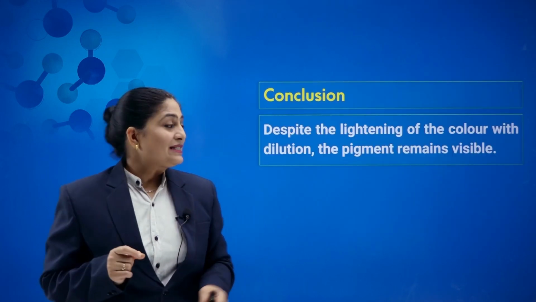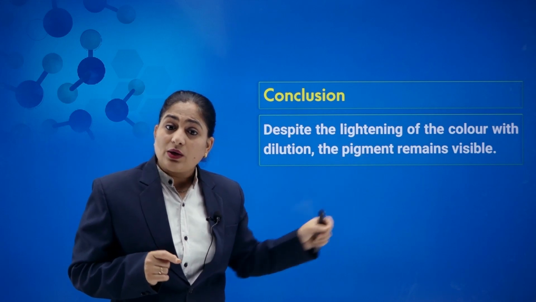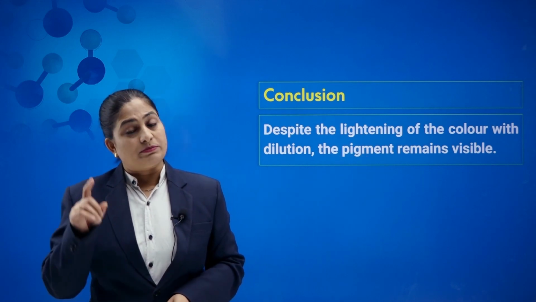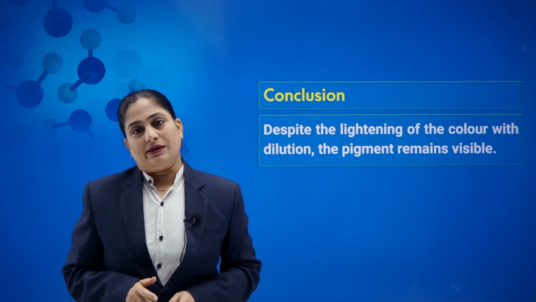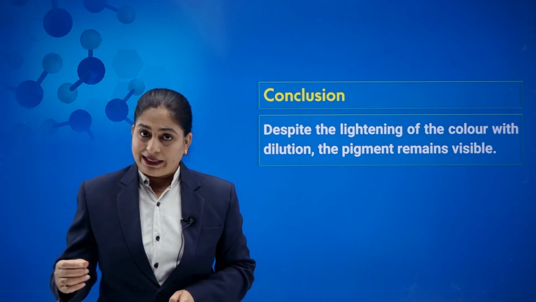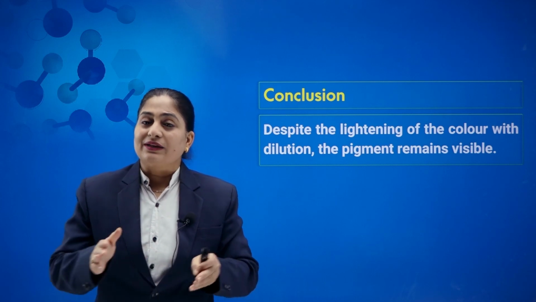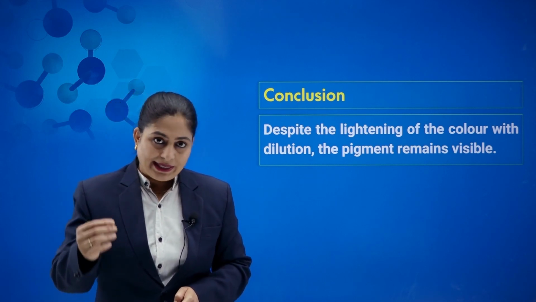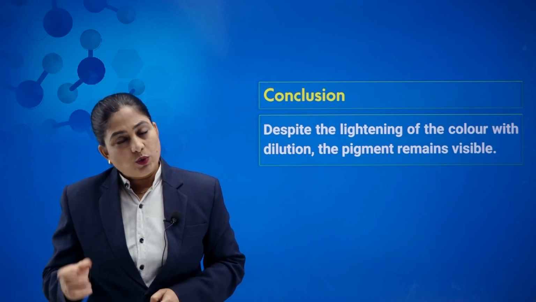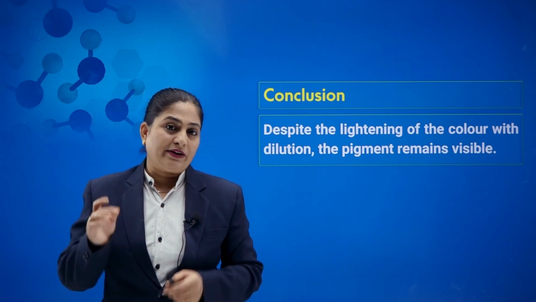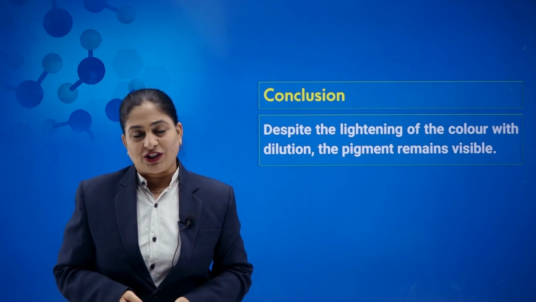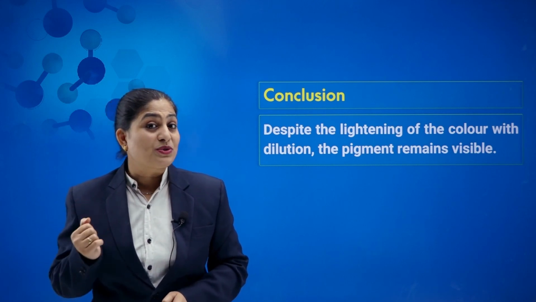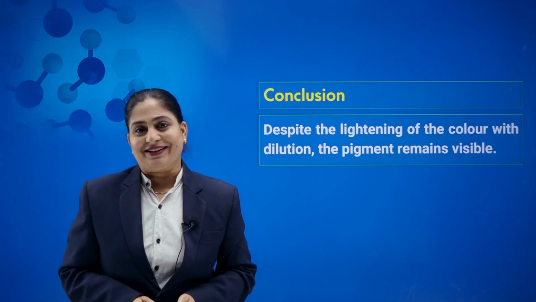So finally we can say that with dilution the lightening of color means its intensity decreases, but still the solution is colored. It means that particles are very small and they can transfer from one beaker to another. You can perform this activity by taking a drop of ink with water, or you can perform this activity in your school with the help of your teacher. So when you perform this activity, you can easily identify and observe the changes.